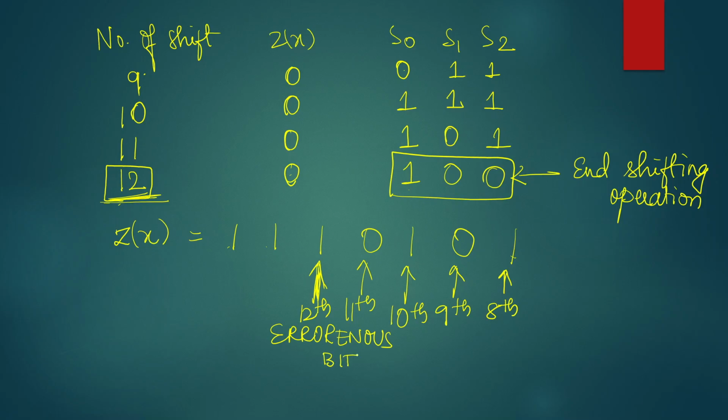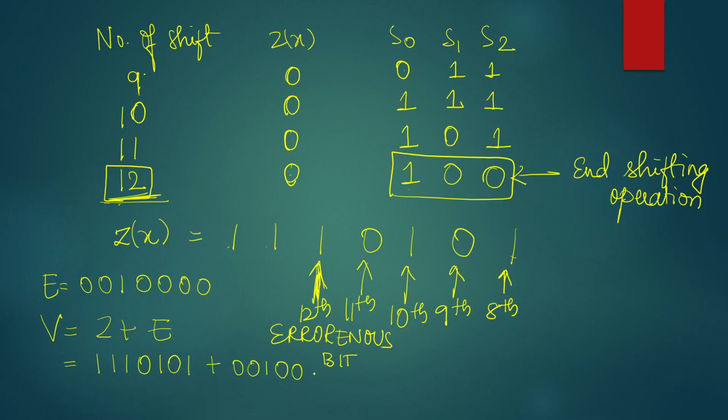So now what we do, once we have figured out what is the erroneous bit, we can easily write the error pattern as 0 0 1 0 0 0 0, which means it's of the size 7 bits. Okay, so this is our error pattern, and we can obtain the actual code word by adding this z with the error pattern, that is 1 1 1 0 1 0 1 plus 0 0 1 0 0 0 0. So we obtain the answer as 1 1 0 0 1 0 1.